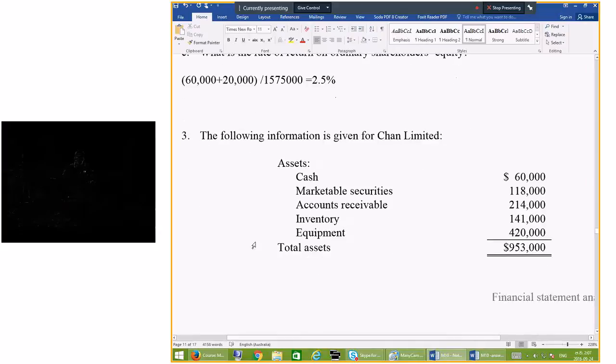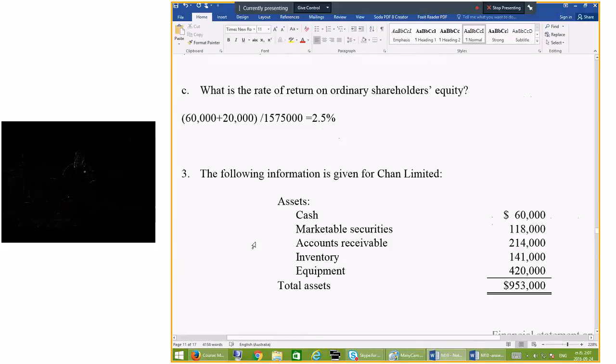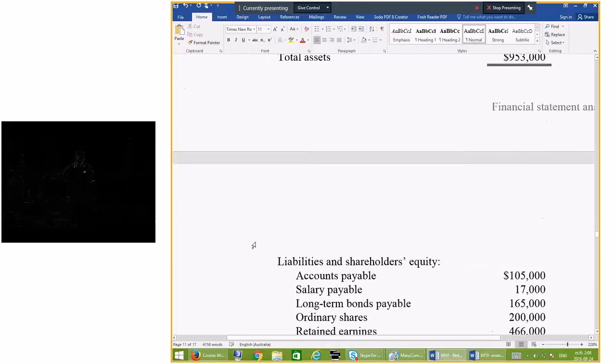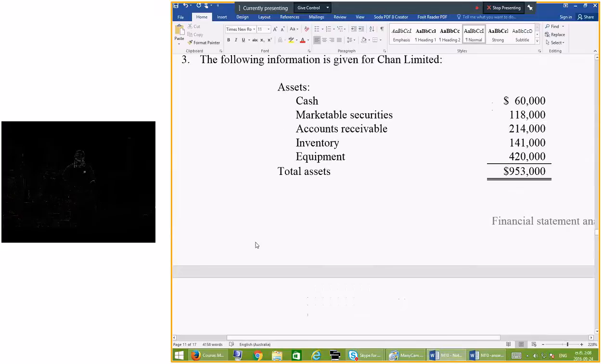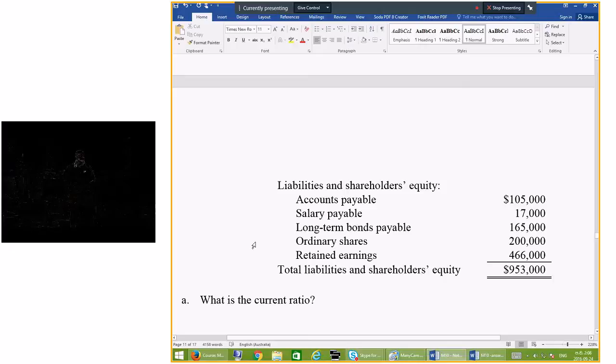Number 3, information given. What is the current ratio? What is the current ratio? Current ratio means current assets to current liabilities.